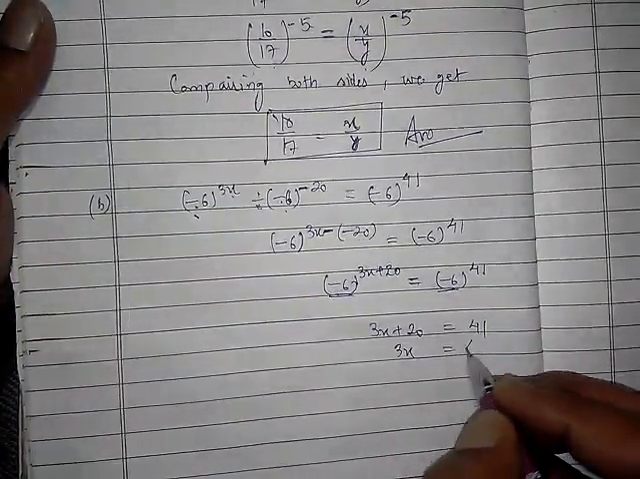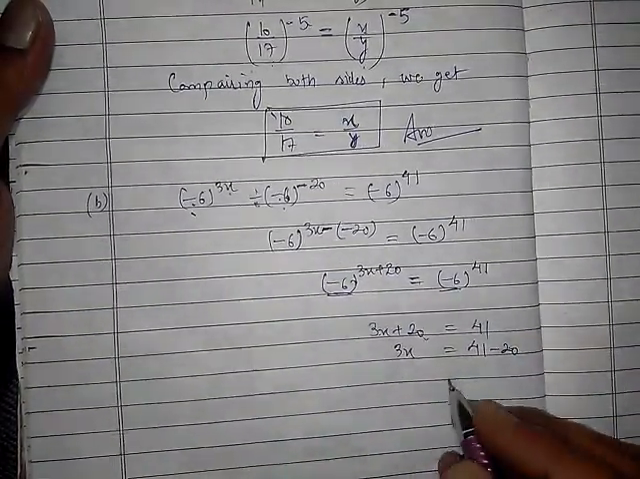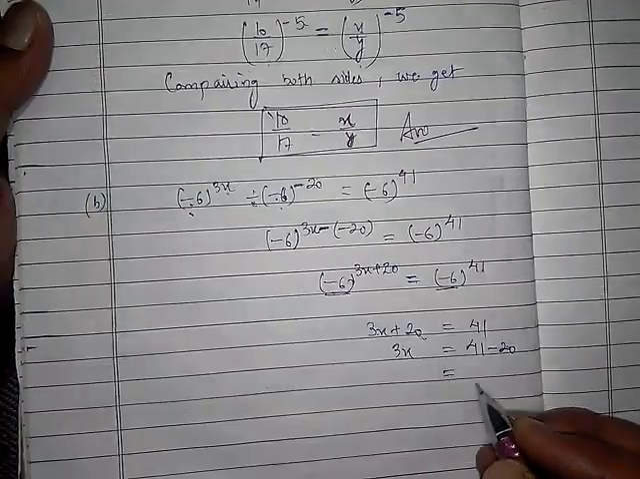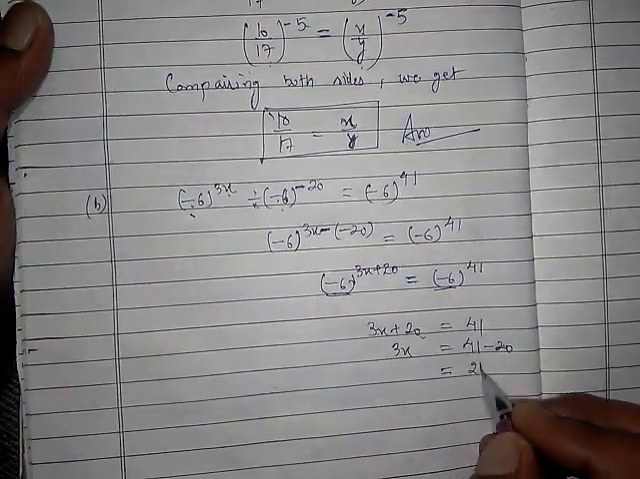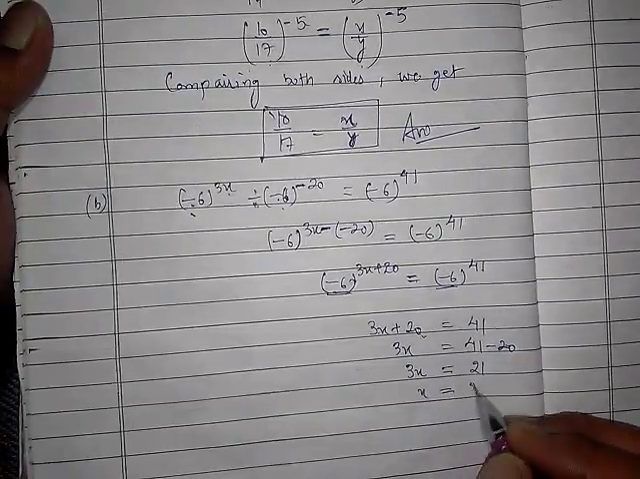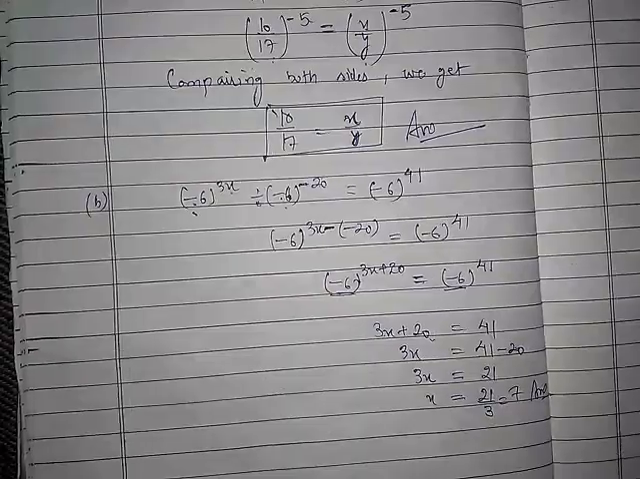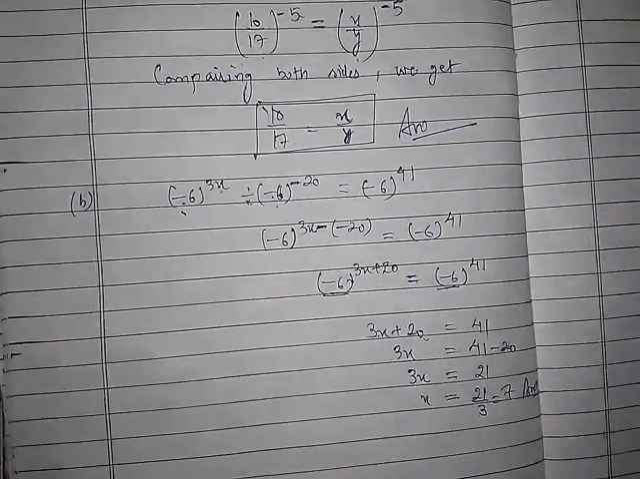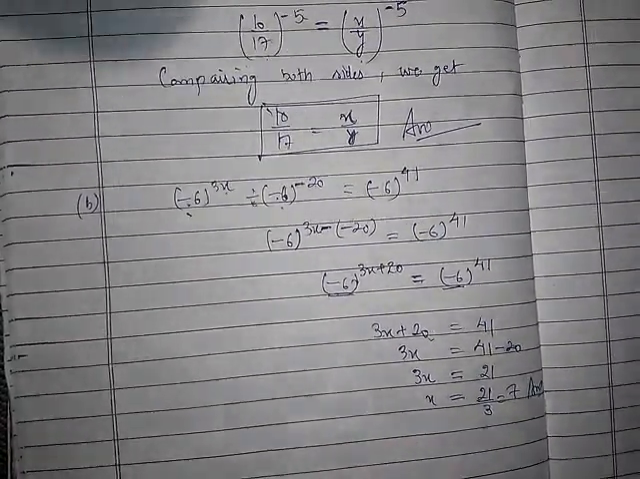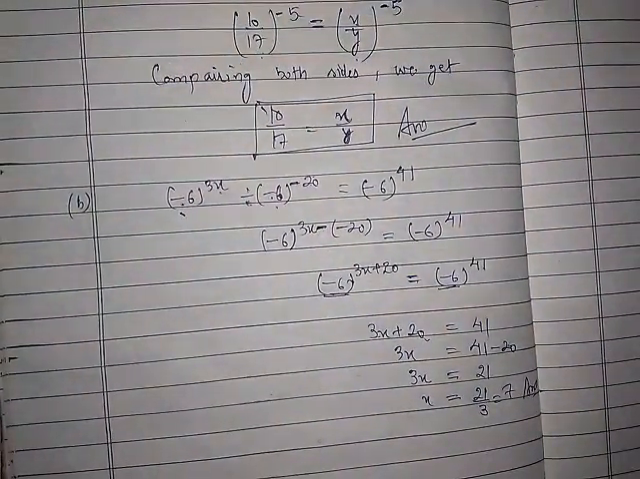So 3x will be equal to what? 41 minus this plus 20 will shift on the other hand side, will become minus 20. 41 minus 20 will give you positive 21, and finally x will be equal to 21 upon 3 will give you 7 as your final answer. Clear? So you need to repeat this question 2-3 times so that you can learn it properly.